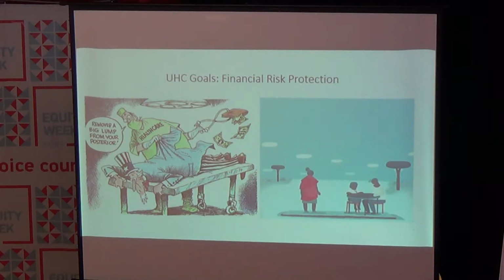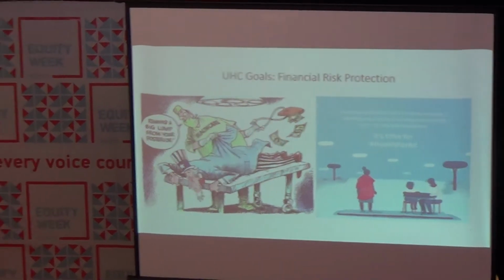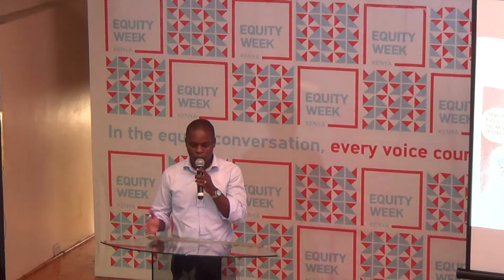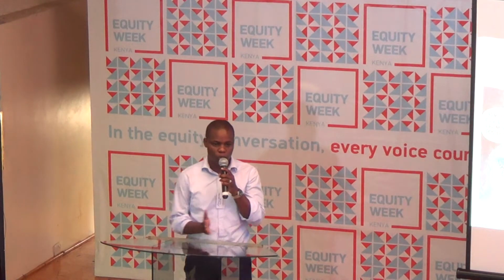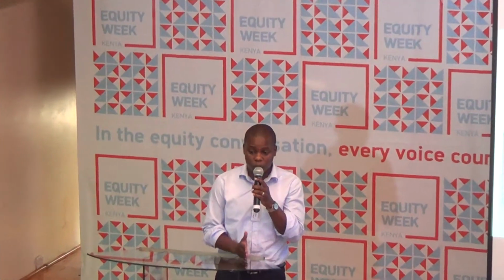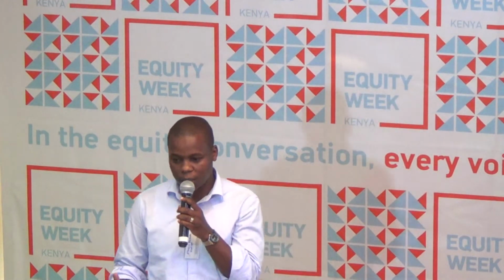So what we're saying is that if, as a country, you want to move towards universal health coverage, you have to move the health system to a position where it is not responsible for interfering with people's economic situations, and it is not responsible for making people poor. So that is the second goal of universal health coverage.